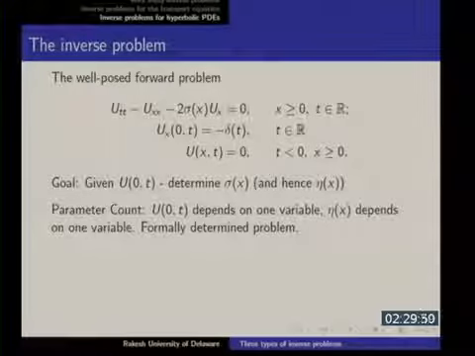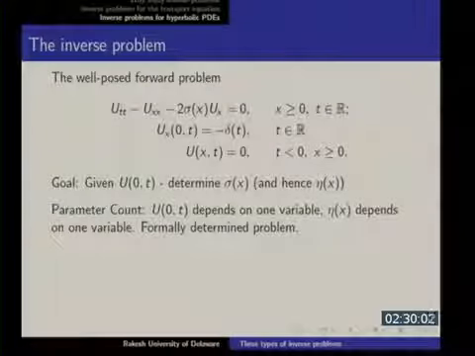So because of that, you can see that the map from sigma to u(0,t) is a non-linear map, and you're trying to invert a non-linear map. Okay? Inverting any non-linear map is hard, right? And we are talking of function spaces, rather than maps from R2 to R2 or R3 to R2.